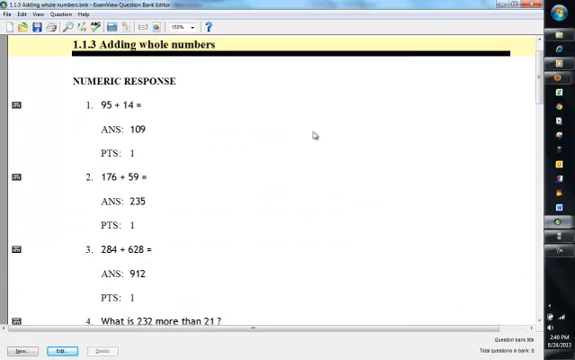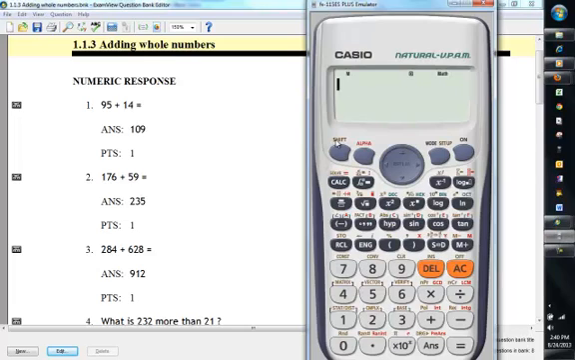Section 3 is adding whole numbers, so we can get out our calculator. This one would be 95 plus 14, and then we would get 109. 176 plus 59, and we get 235. 284 and 628, and we get 912.